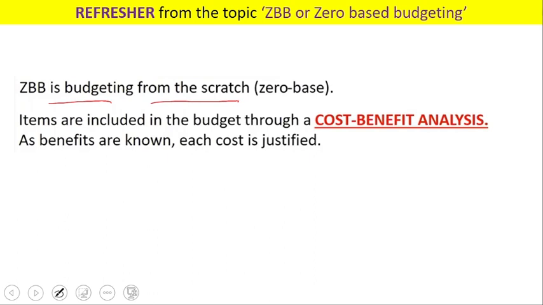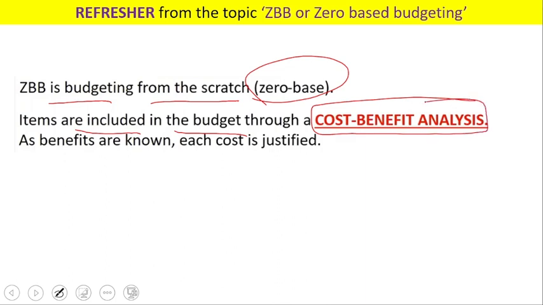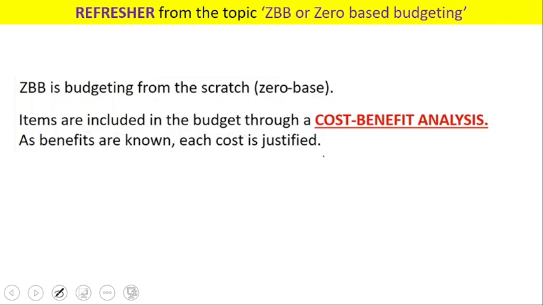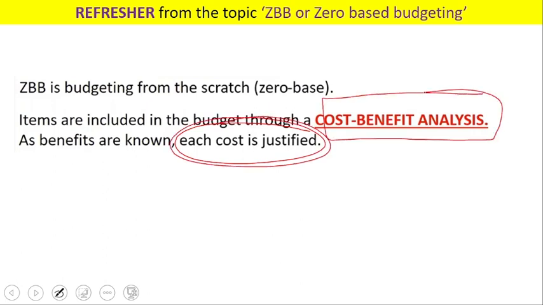ZBB is budgeting from the scratch or zero base. Items are included in the budget through a cost-benefit analysis. As benefits are known, each cost is justified. So whenever we are including any item in a zero-based budget, it ensures that each cost is justified. It is not like incremental budgeting where we just add a fixed percentage to the previous year budget. With this understanding, we will tackle the next question.